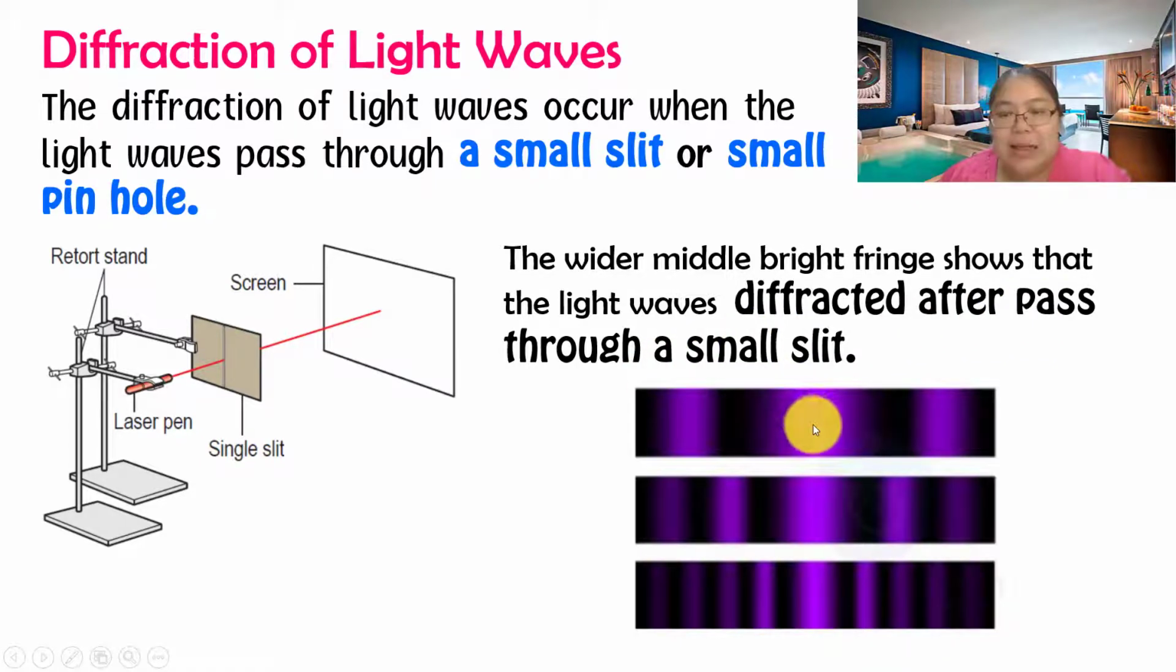This center one is surely wider, because your light goes straight. Then the rest should be dark and bright, dark and bright. You can see here, the first one passes through a small slit, then the slit becomes bigger, and the last one, the slit is widest. So you can see the difference. This one, the fringes become bigger. This one, the fringes become medium. This one, the fringes become smaller.